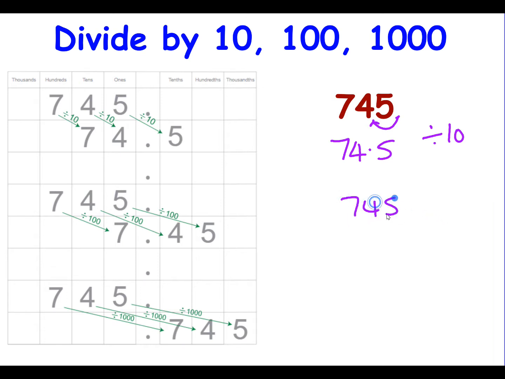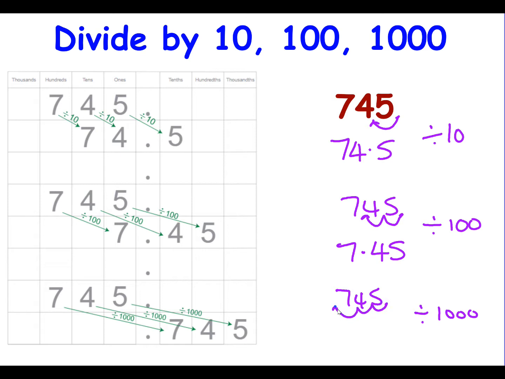If we have 745 and we divide by 100, then it's the same as moving our place values 2 places. So the effect on our decimal point, which is after the 5, is 2 places to the left, so it becomes 7.45. And then finally, our 745 divided by 1,000, with our decimal point here for our whole number, is the same effect as moving it 3 places to the left, so it becomes 0.745.